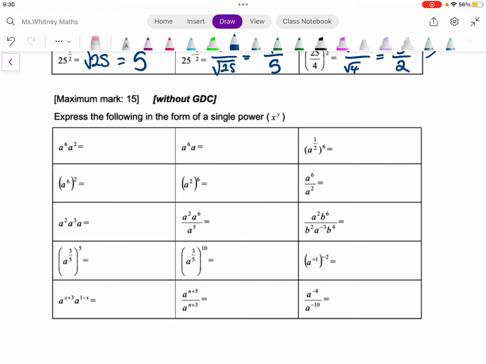So when we are multiplying indices, we are going to add the powers. So we get a to the 8. There's a little 1 here, so we get a to the 7. And then here we get a to the 3, because we're doing a half times 6.